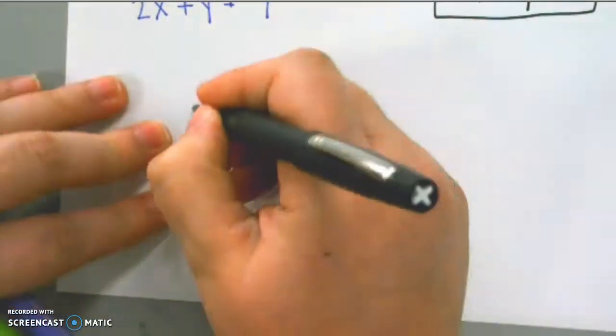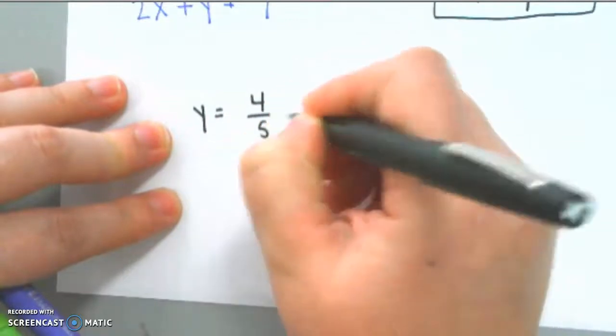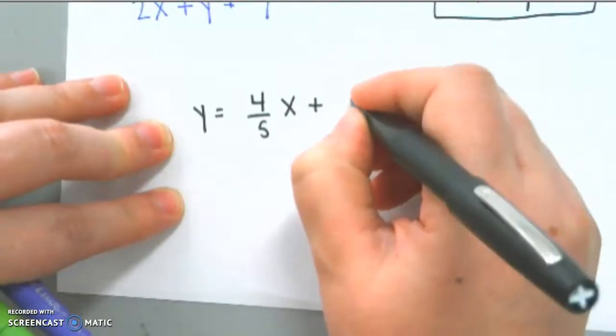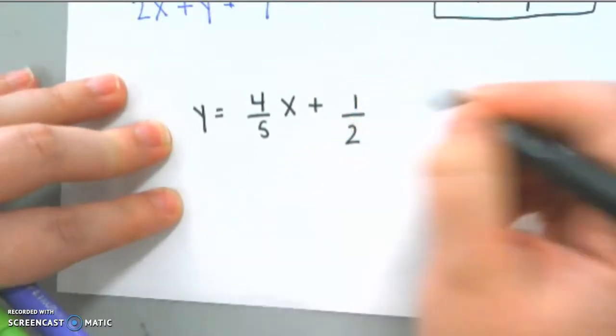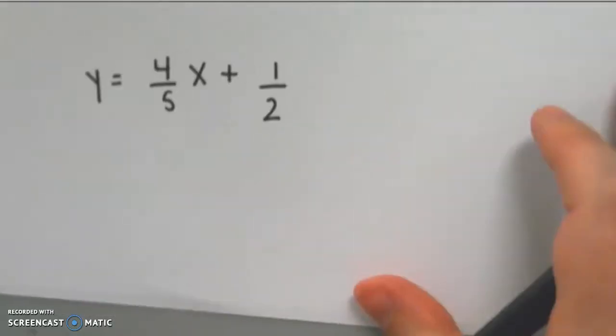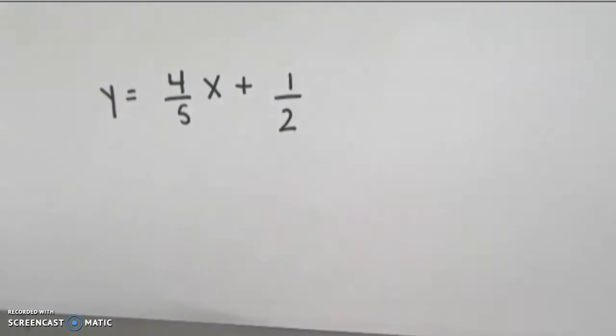All right, let's do y equals 4 over 5x plus 1 over 2. In the challenge section, there are some problems where there's more than one fraction, and we are going to have to multiply by the denominators to get them out of the way. But when you have more than one denominator, you have to think about a common multiple that they have. So what can I multiply 5 and 2 by?